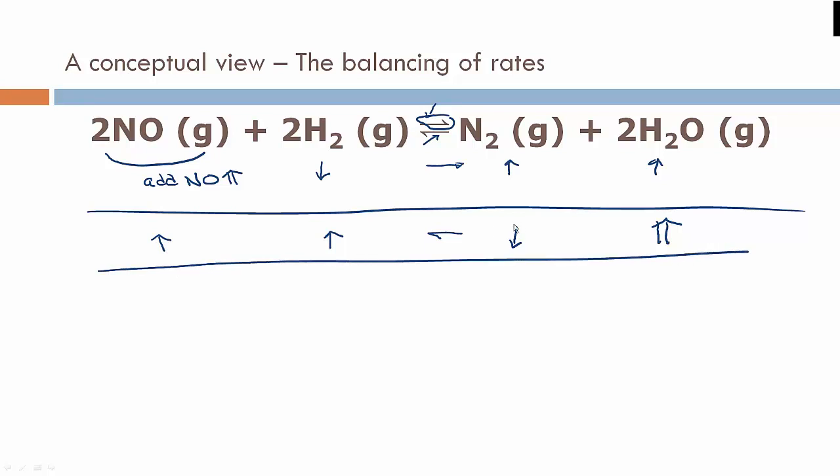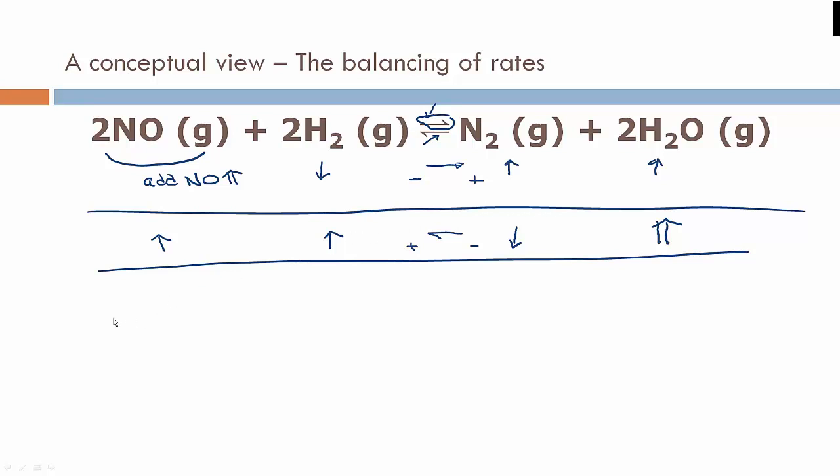Now, if you're doing ICE tables and things like that, what does that mean? Well, if the reaction's shifting to the left, that means the right-hand side has the negative signs and the left-hand side has the positive signs. If the reaction's shifting to the right, the left side is negative and the right side is positive. That's in the change box in that center line in the ICE table.